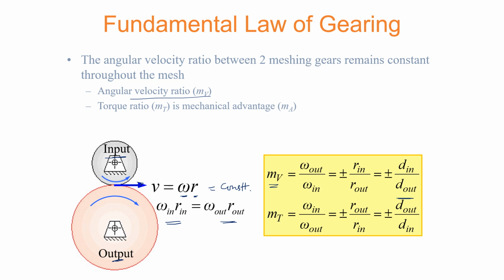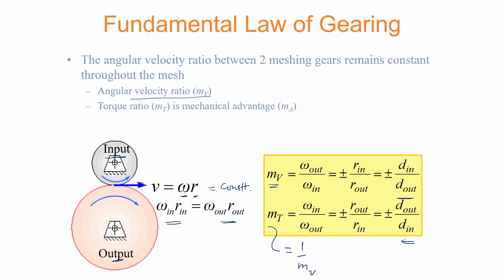Now in the case of the torque ratio, this is just the reciprocal of mv. So mt is equal to 1 over mv, because I've already mentioned that when you increase the speed, you reduce the torque, and vice versa. That's why the expression is reversed. So it is going to be omega in over omega out, which is equal to r out over r in, and because the ratio of the radii is equal to the ratio of the diameters, that can be extended over here as well.